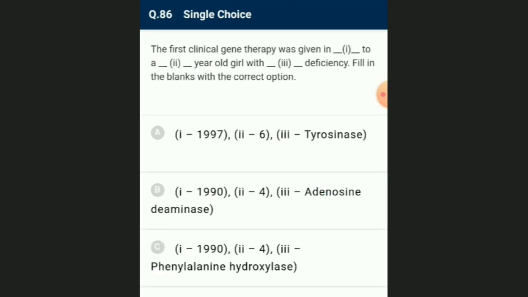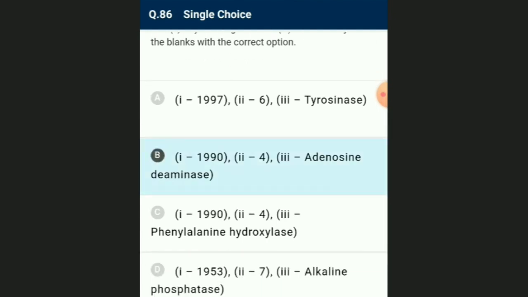Question number 86. The first clinical gene therapy trial was given in the year 1990 to a 4-year-old girl with adenosine deaminase deficiency. The answer for this question is option B.